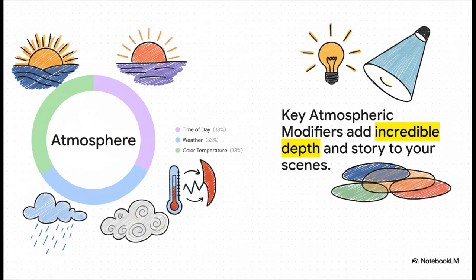So beyond these core setups, we can add another whole layer of depth with atmospheric modifiers. These are the details that really bring a scene to life. Is it dawn or dusk? Is there fog in the air? Is the light warm or is it cool? Every single choice adds a new dimension to your story.